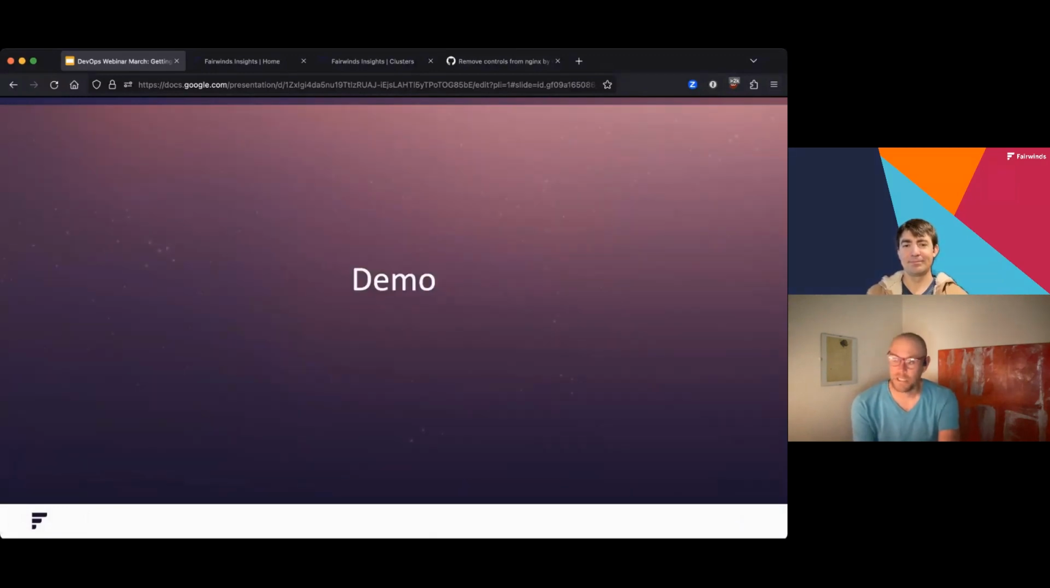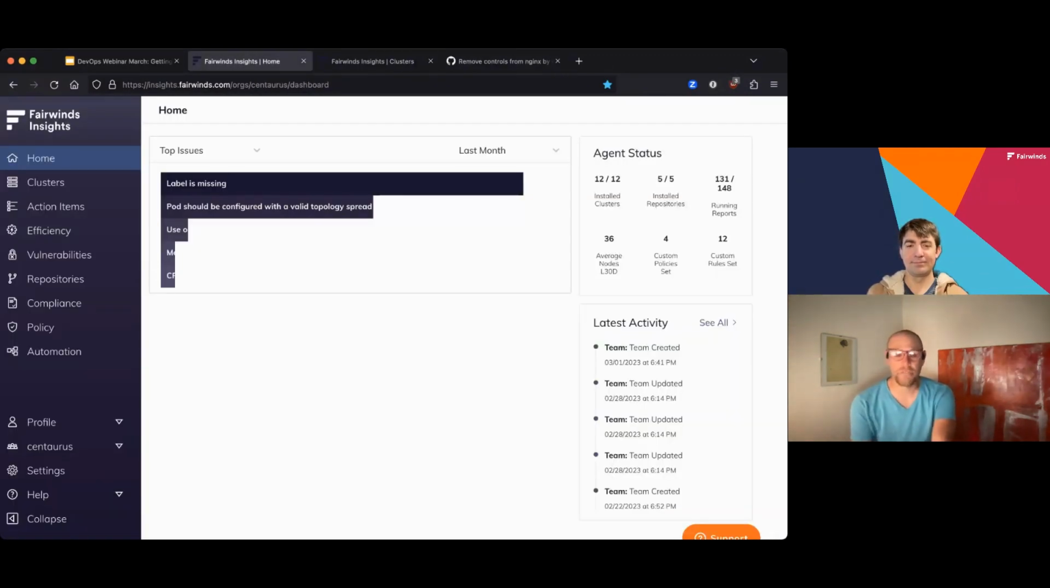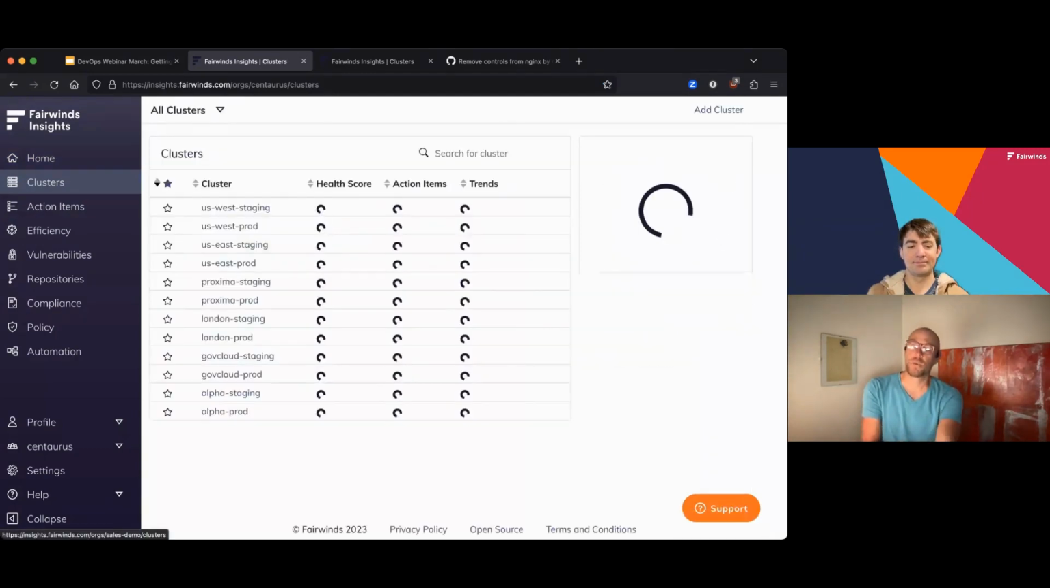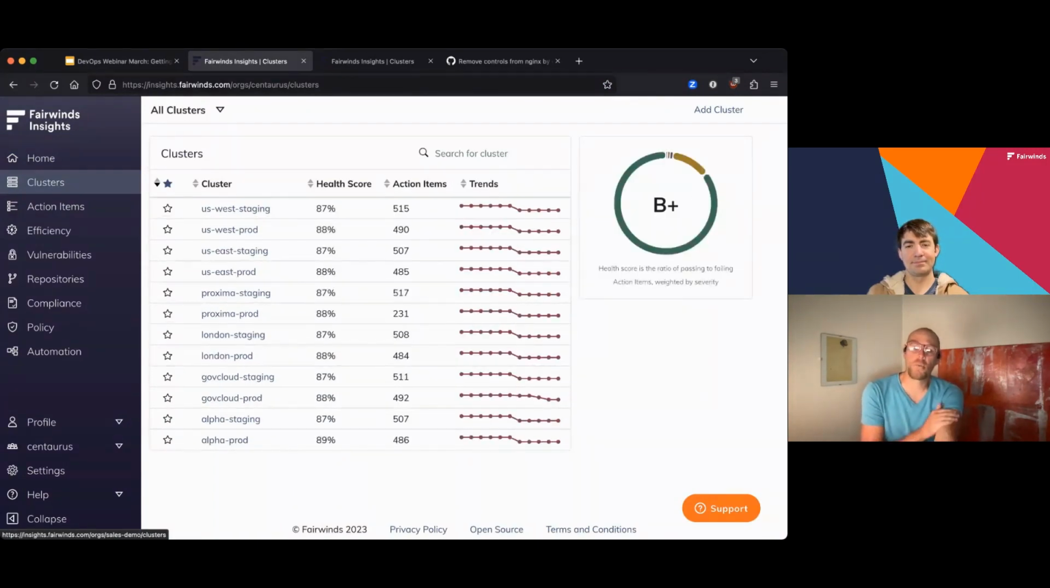Let me dive into a brief demo here. I'm not going to show you everything in this product, because there's a lot here. But when you log into Insights, you get an overview of some of your problems. That's what I was just showing there. But here is a whole bunch of clusters. So I clicked into the cluster view. This is all these clusters running across my organization.